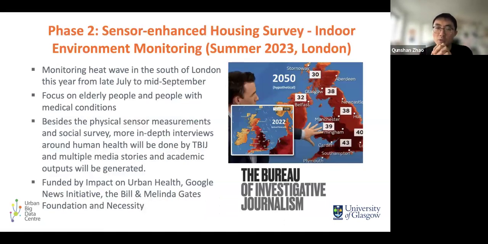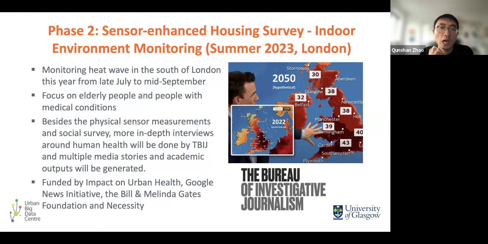After we finished that project in 2022, we published a blog about it on our UBDC website. And journalists reached out to me and asked, can we actually use the sensors to look at London indoor overheating? And they said, the sensor is not designed for cold weather, but you can use it in hot weather.